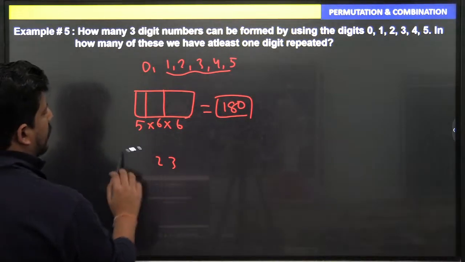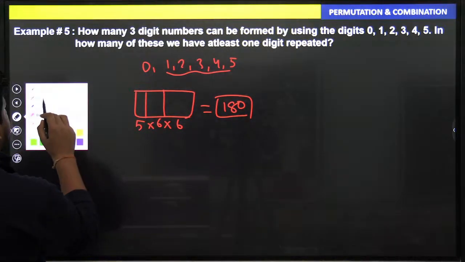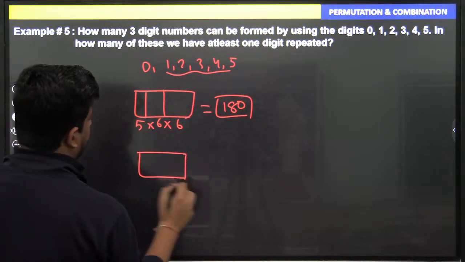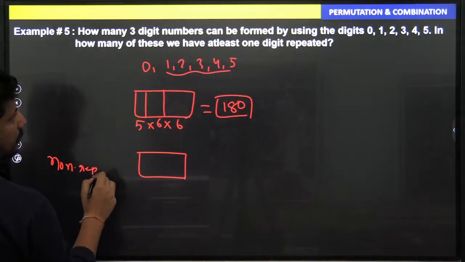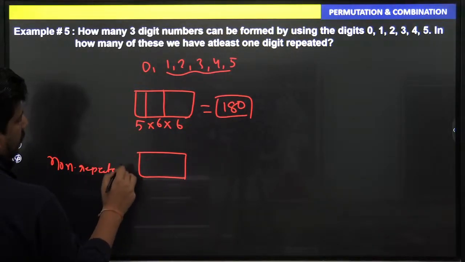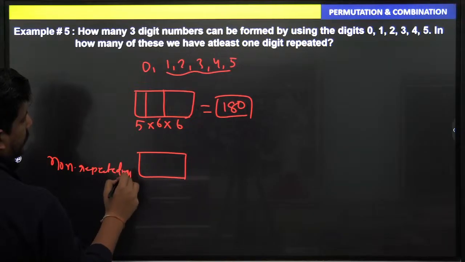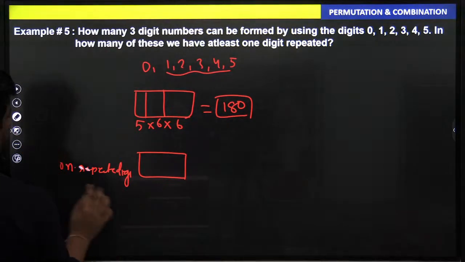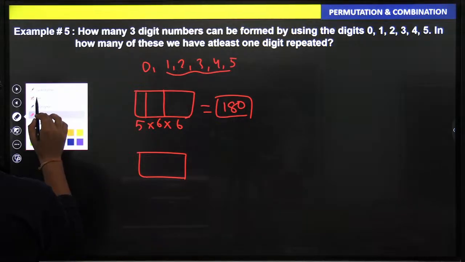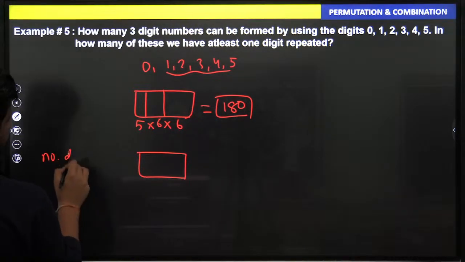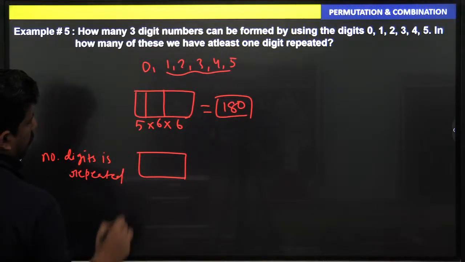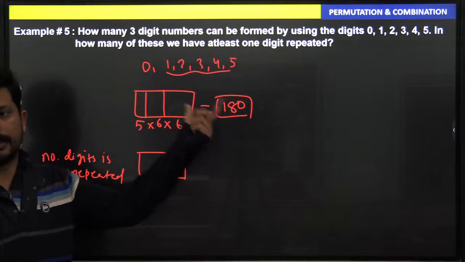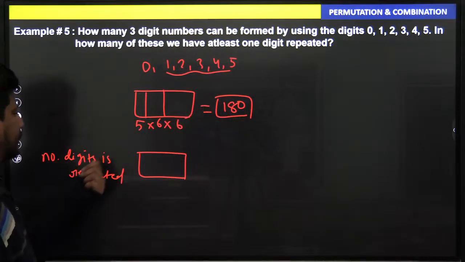So when we come to non-repeated numbers, how much is this? Non-repeated digits. Here is all, repeated and non-repeated. Then here no digit is repeated.